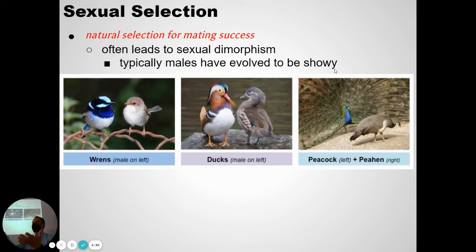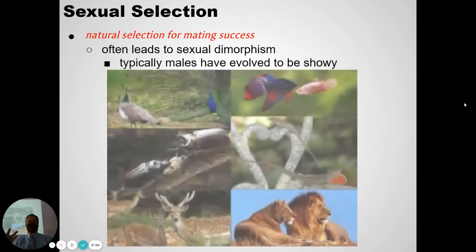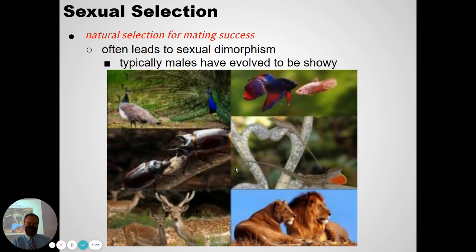So often we see these two types of selection: for males to be brightly colored, showy, with large feathers, and for females to be drab in color, so that they are less likely to be preyed upon. It's not just birds, it happens in other species as well. Here are some examples. You can see in these fish, guppies, for example, oftentimes the males are much more brightly colored. Peacocks, even these beetles, the males have this large projection or exoskeleton.